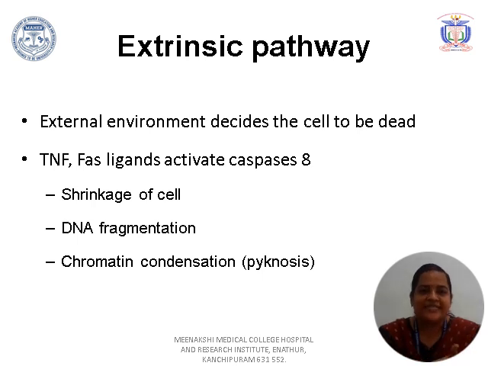Now coming to the extrinsic pathway, the external environment decides that this is a planned death where the cell has to be removed. So what happens is that tumor necrosis factor or FAS ligands are activated and they start triggering caspase 8, which is going to start the process of apoptosis. So the cell starts to shrink, the DNA fragments, and chromatin condensation happens. All these initiate the process of apoptosis.